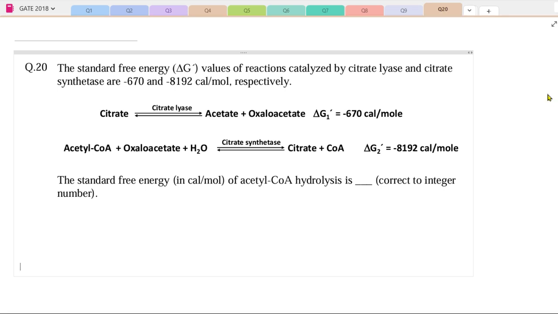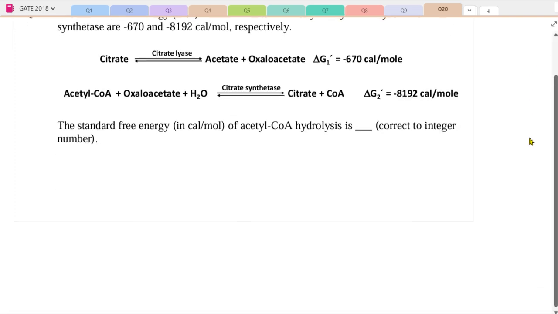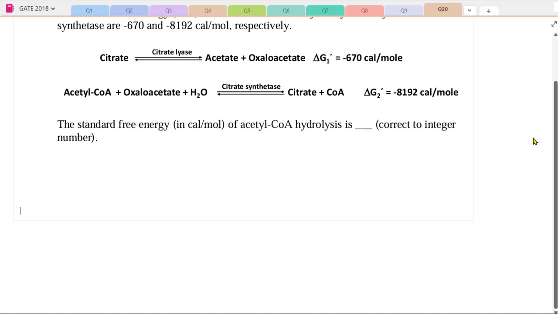Here, the standard free energy delta G naught values of reactions catalyzed by citrate lyase and citrate synthetase are minus 670 and minus 8192 calories per mole respectively. They have given two reactions. So what is the standard free energy of acetyl-CoA hydrolysis? This is a very, very simple thermodynamics question. They have asked for the hydrolysis of acetyl-CoA.